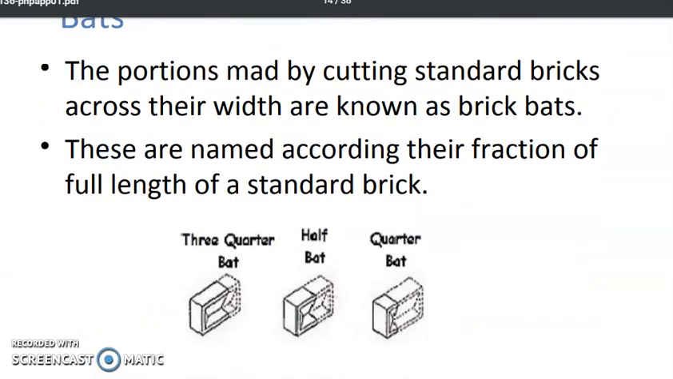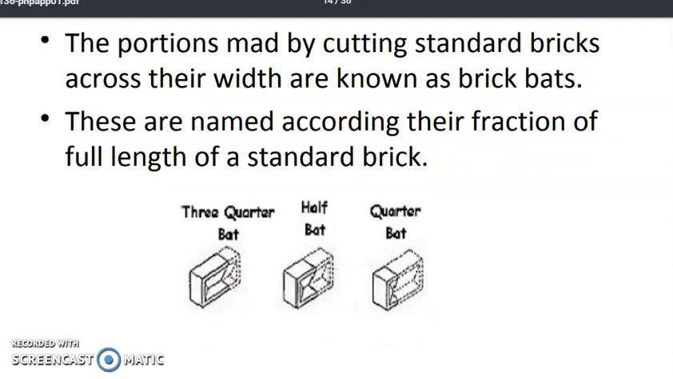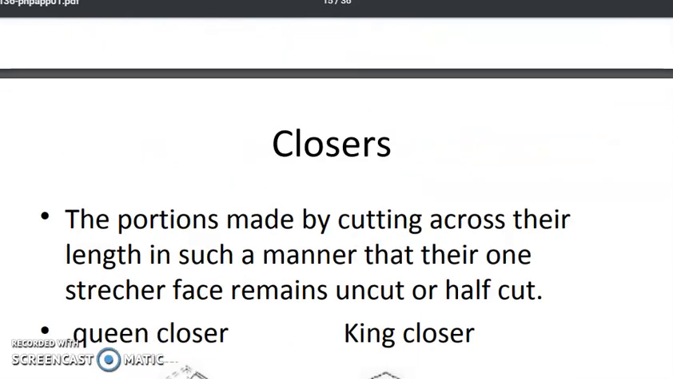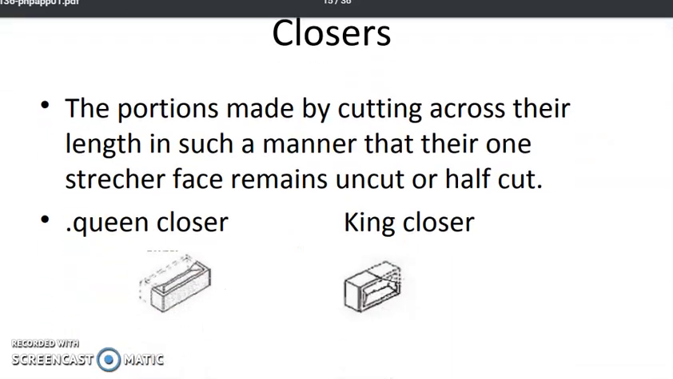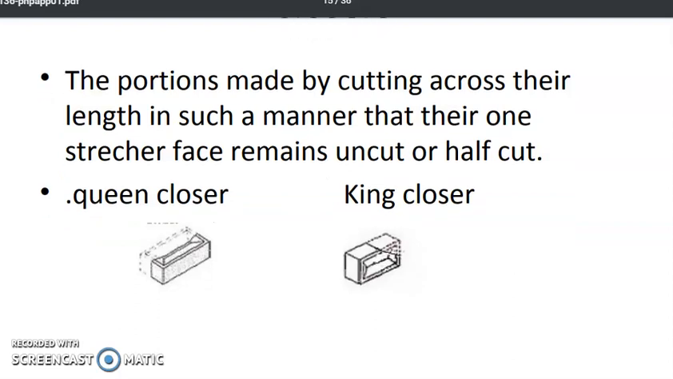So bats are the smaller portions of the brick. When the brick is cut along the width direction, we'll call it a brick bat. For making a course, we need a few small pieces of bricks in order to avoid the vertical joints. When the bricks are cut along the length portion, we'll call it a closer. It may be a king closer or it may be a queen closer.